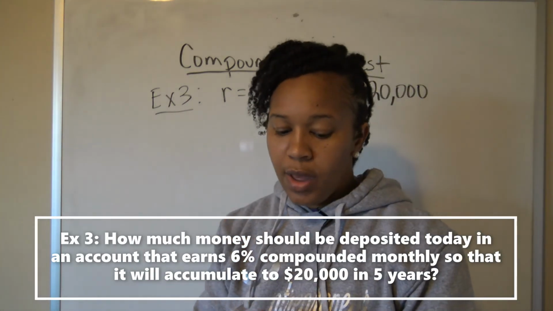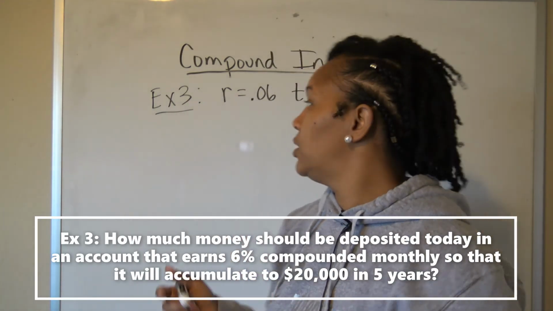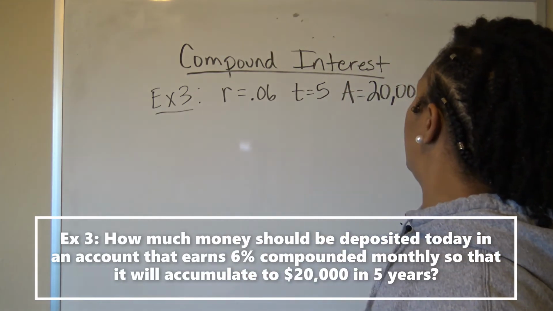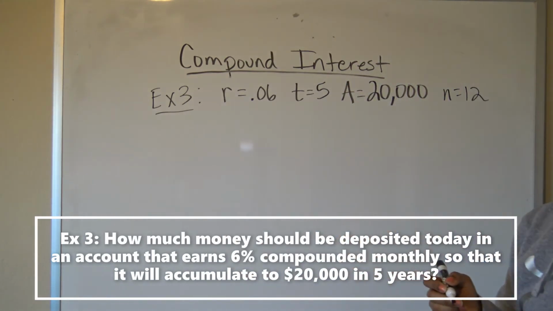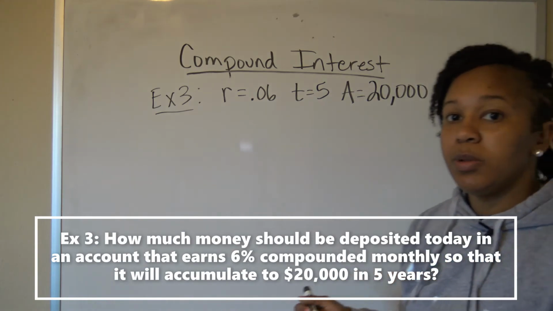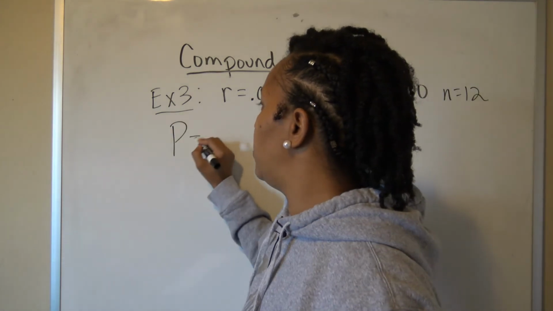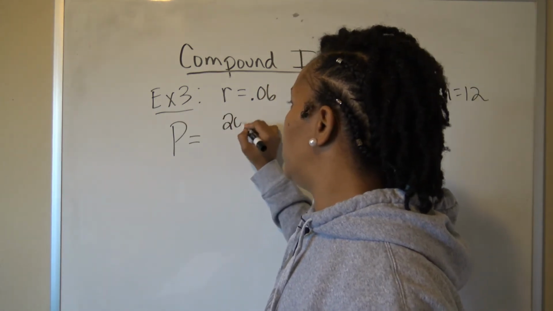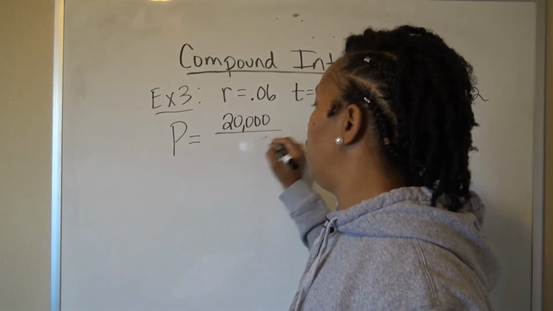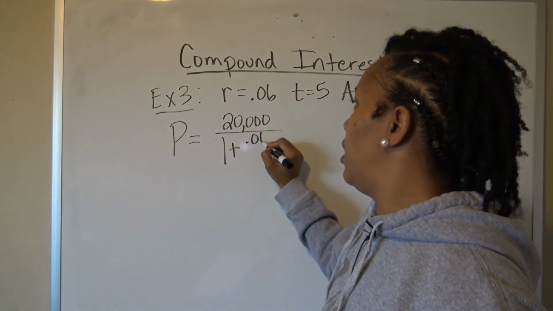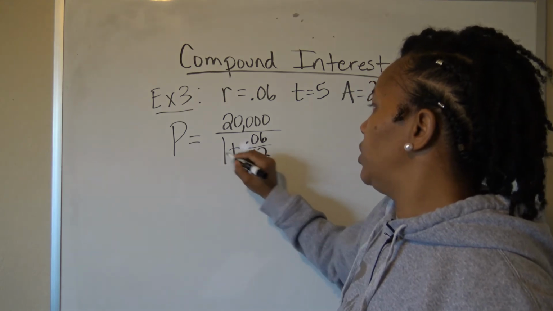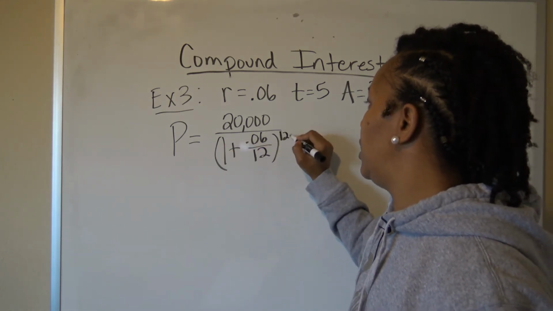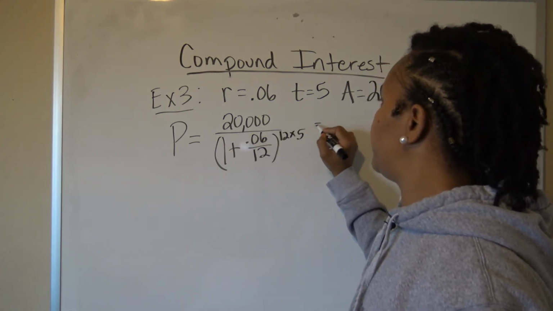We also know that it's compounded monthly. So our N will be equal to 12. And so now we just plug all of that in the formula for P. So P is equal to A, which is 20,000, all over 1 plus R, 0.06 over N, which is 12, raised to the N times T.